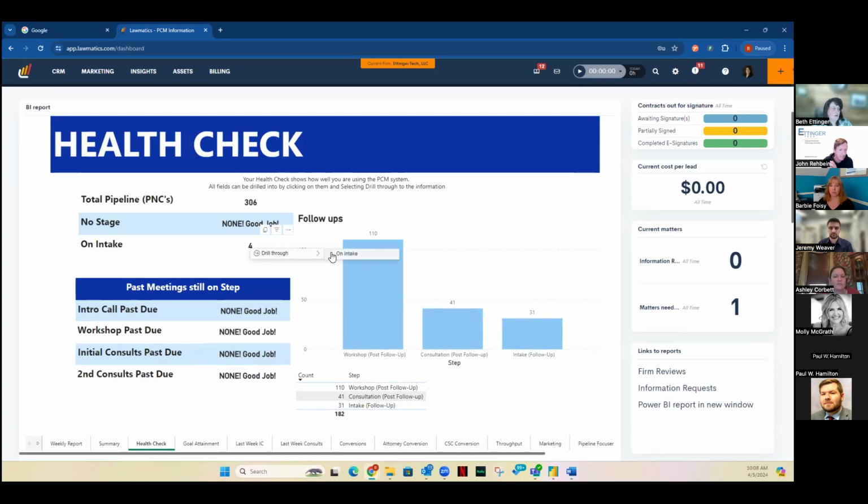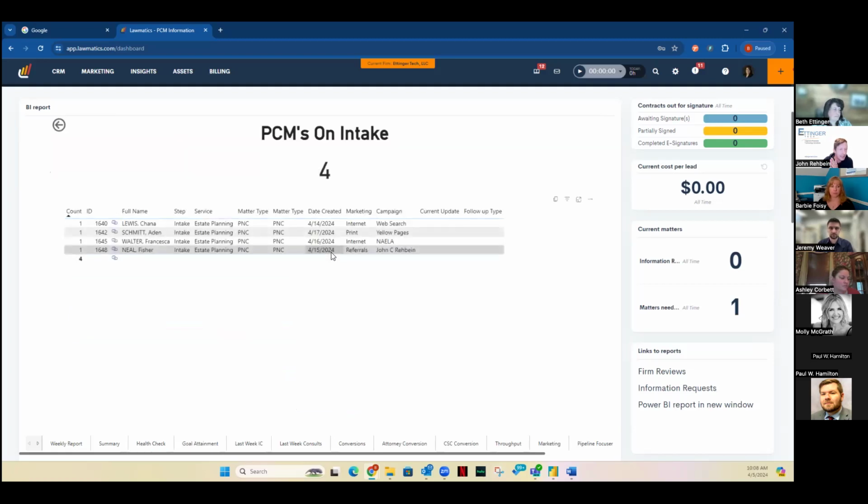How many are on the intake stage, which is not a follow-up stage? There is 4 of those. Okay, so let's make sure to get those moved because those people were created in the future. Sorry, this data is actually set up for later on.